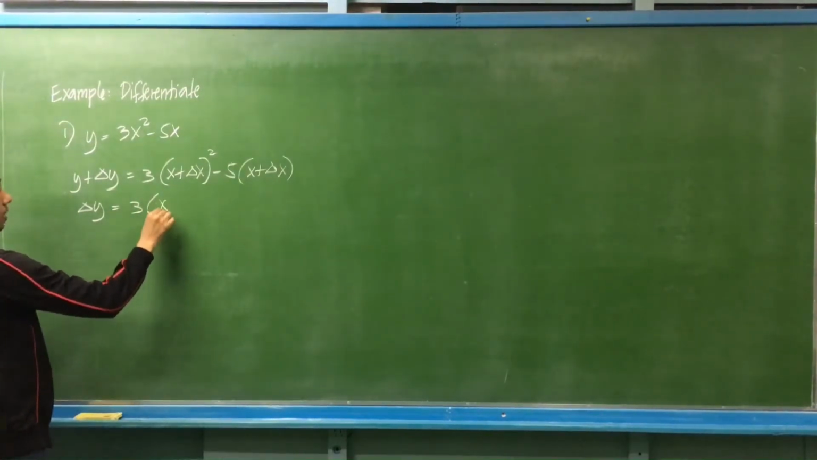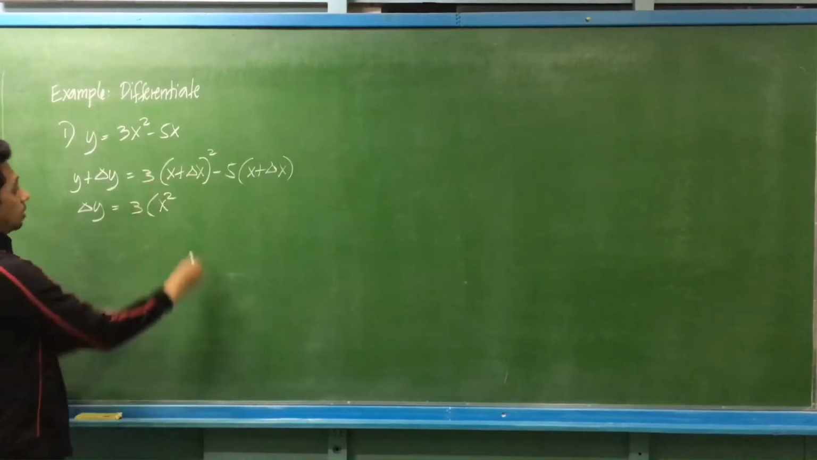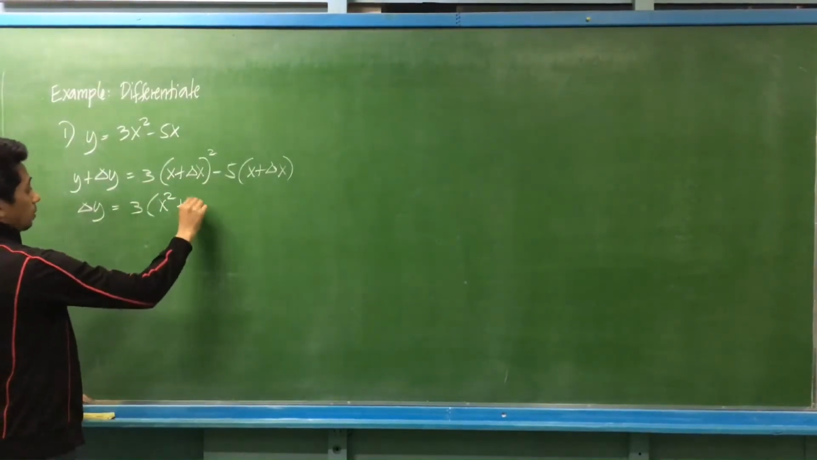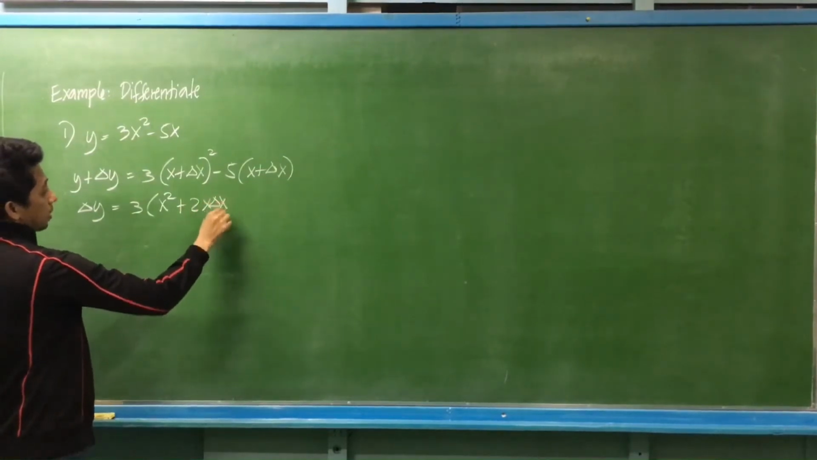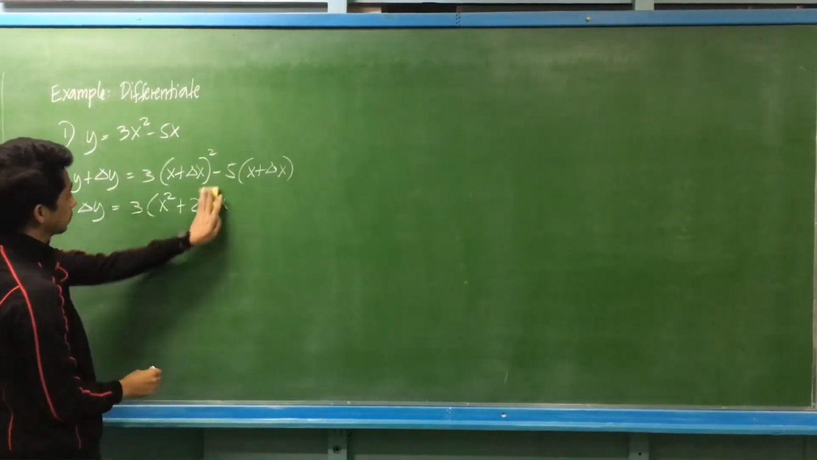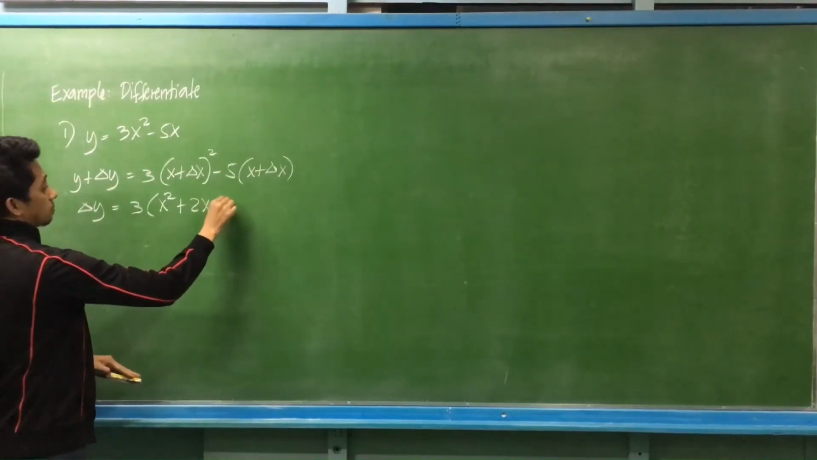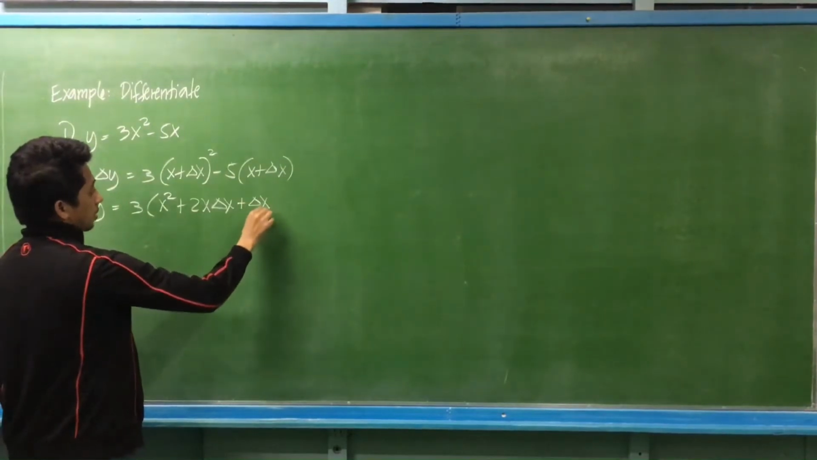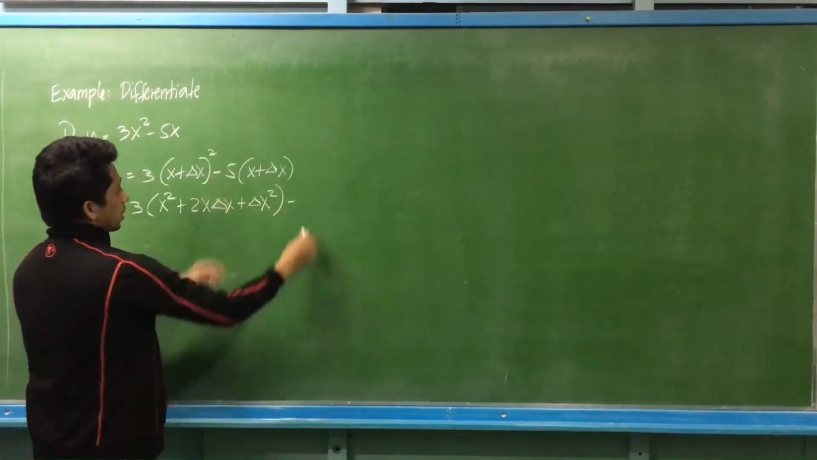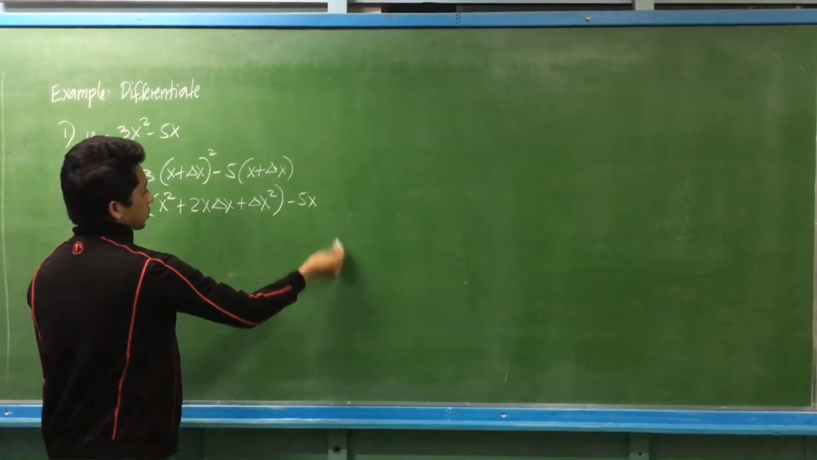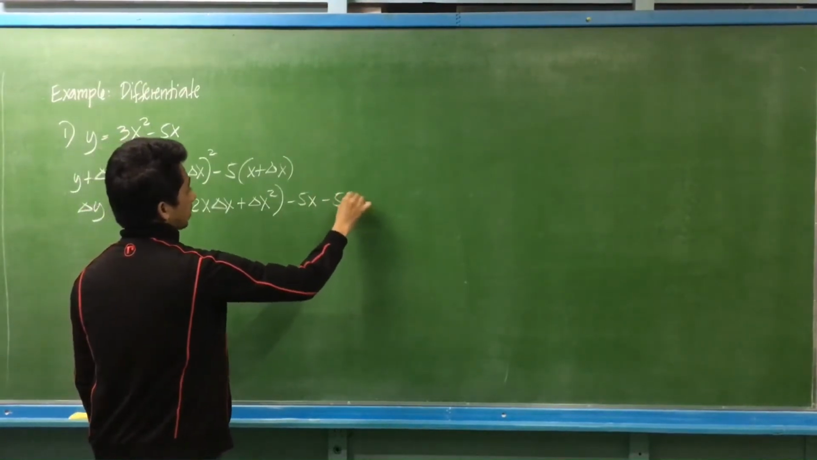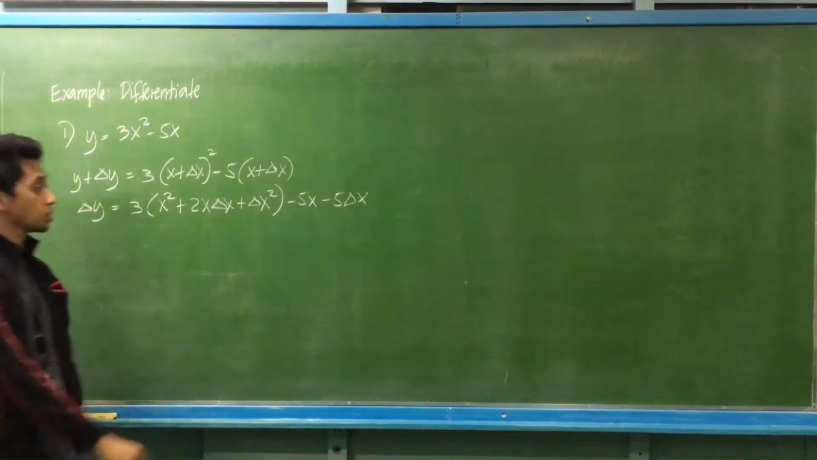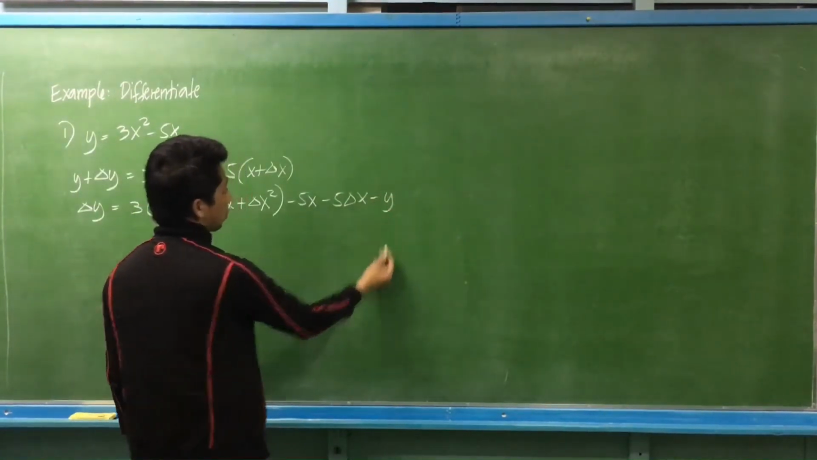That is the same as x squared, x delta x, plus x, or that will be twice, we have twice of x delta x, then plus delta x, that will be delta x squared. Or less, that will be minus 5x, or less 5 delta x. Then we just transposing y, so that is minus y.